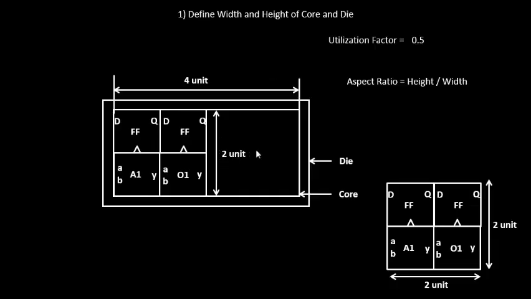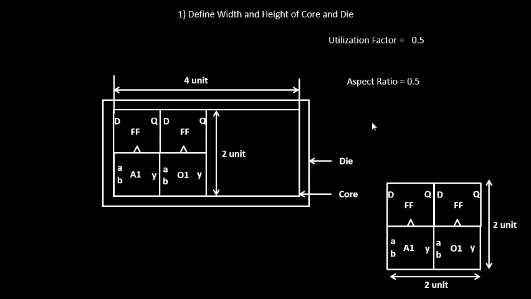For example, you need some optimization that has to be done. You can use this area to add some buffers or something. Similarly, if we try to calculate the aspect ratio for this particular dimension, it will be 2 by 4. So this is 2 divided by 4, which is again 0.5. You must have heard these terms, aspect ratio and utilization factor, while building a chip or while doing floor planning. So this is what it actually means, and this is how it comes from.